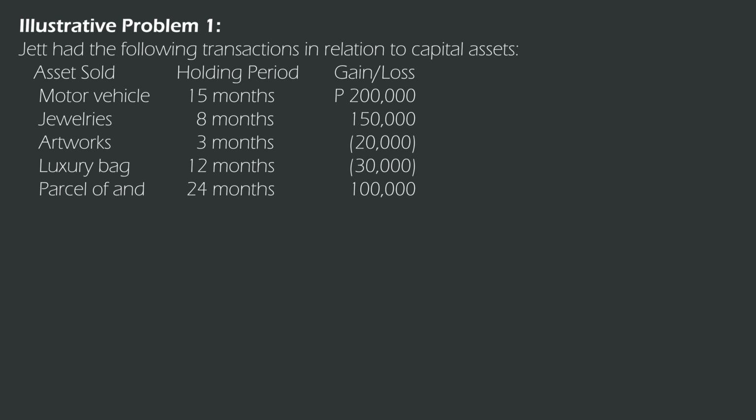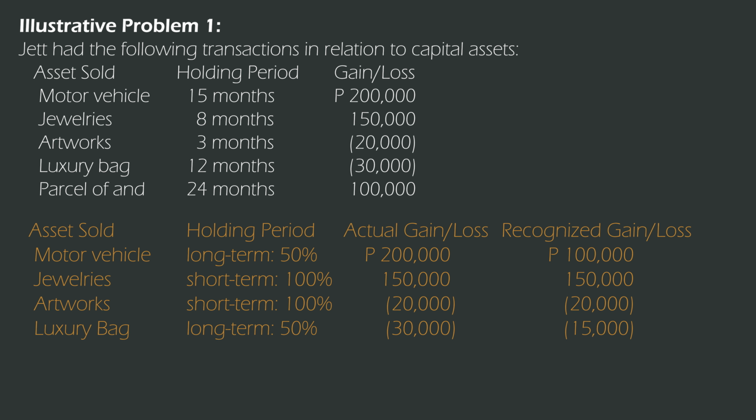The taxpayer had the following transactions in relation to capital assets. So to solve for the net capital gain for tax purposes, we scrutinize the assets that were sold. We have motor vehicle, jewelries, artworks, luxury bag, and parcel of land. Now, the parcel of land sold will be subject to capital gains tax, so we'll ignore that real property in our computation. Next is to determine the percentage of recognition with regards to the holding period.